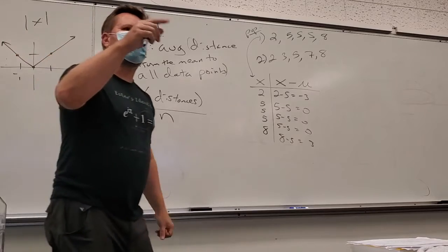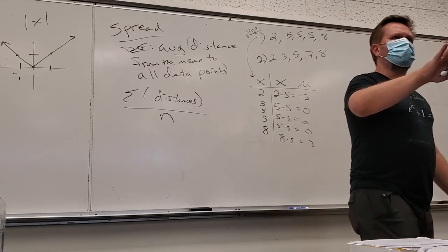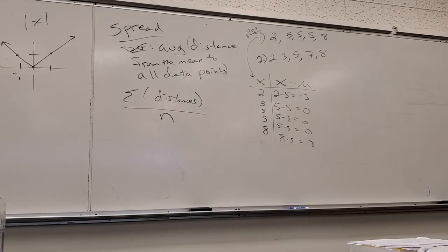What else can we do to make something positive instead of taking the absolute value? What else can I do very simply to make it always positive? Part of me wants to say multiply it by -1, but then that would make the positive values negative. Exactly. So, square it. Square it.